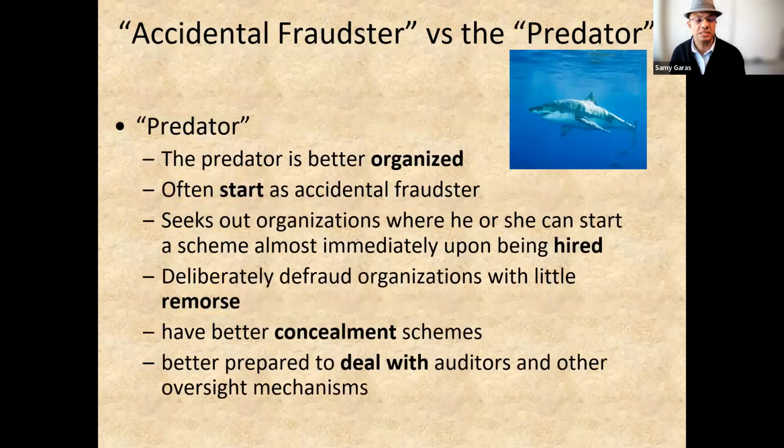But the predator is on a different scale. The predator usually commits more than one fraudulent act. And this person is usually organized, and may start as an accidental fraudster, but usually once he gets hired, he starts to plan his fraud. Most of the time, the predator doesn't have any conscience. He has good justification for what he's doing, and he can make a good cover-up after committing the fraud. And he is well prepared, by the way, to deal with the different auditors and examiners.